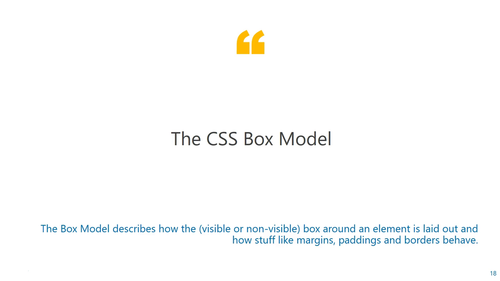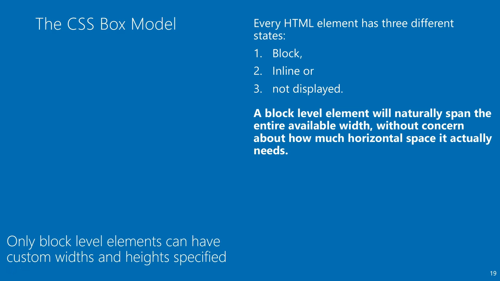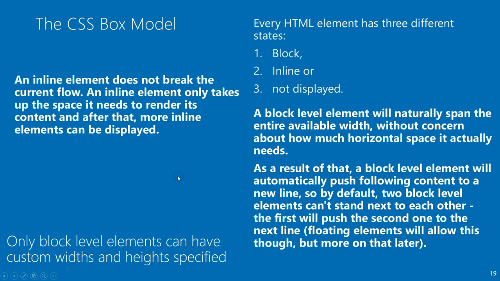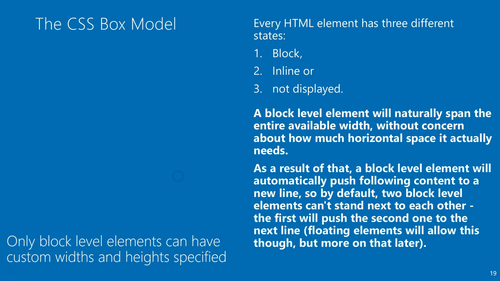The CSS box model. The CSS box model describes how the elements are laid out in margins, paddings and borders. So every HTML element has three different states: block, inline, or not displayed. A block level element takes the whole available width, while inline just takes how much it requires. Only block level elements can have custom widths and heights. Inline does not break the current flow. An inline element only takes up the space it needs.